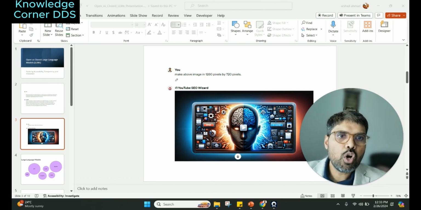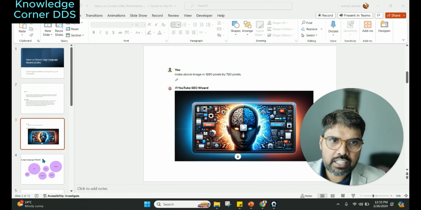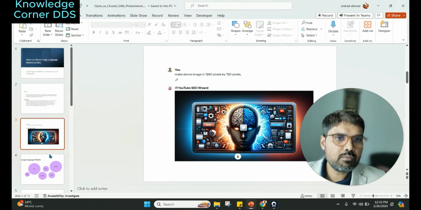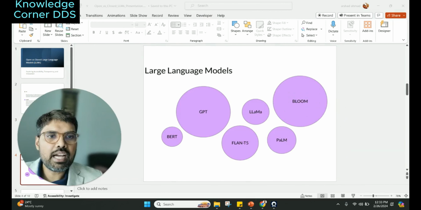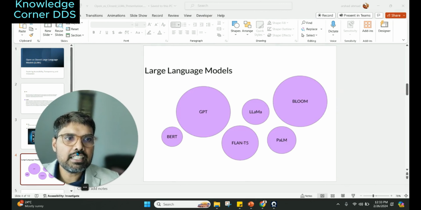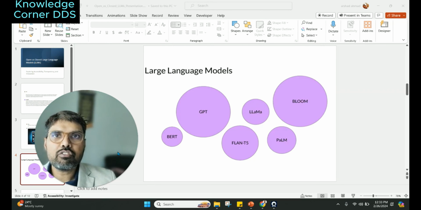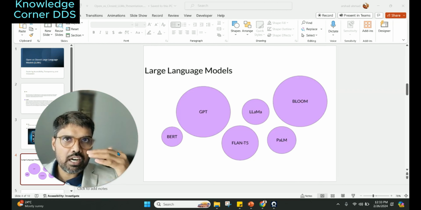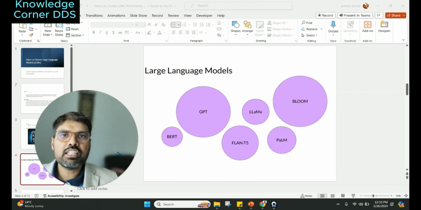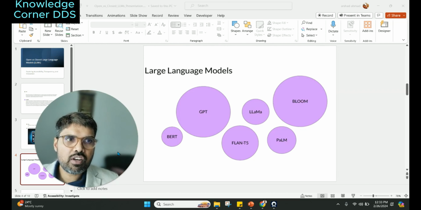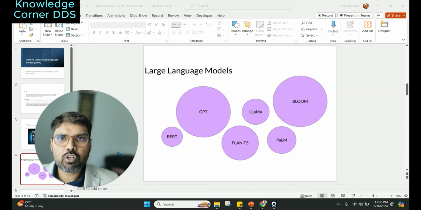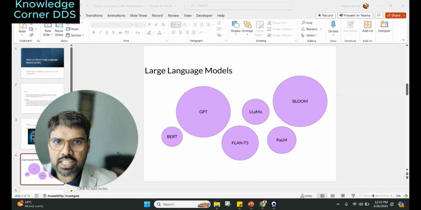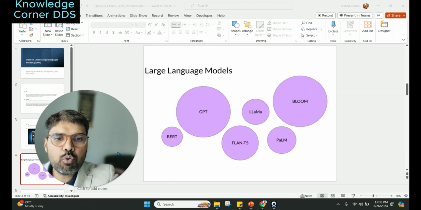Now, coming to how these things are being generated, there are large language models that work behind the scenes. The sizes of the bubbles here correspond to the different sizes of the parameters. There are different videos in this course where we talk about the features and characteristics of large language models, parameters being one of them. BERT is the smallest and BLOOM is the biggest, as you can see here.